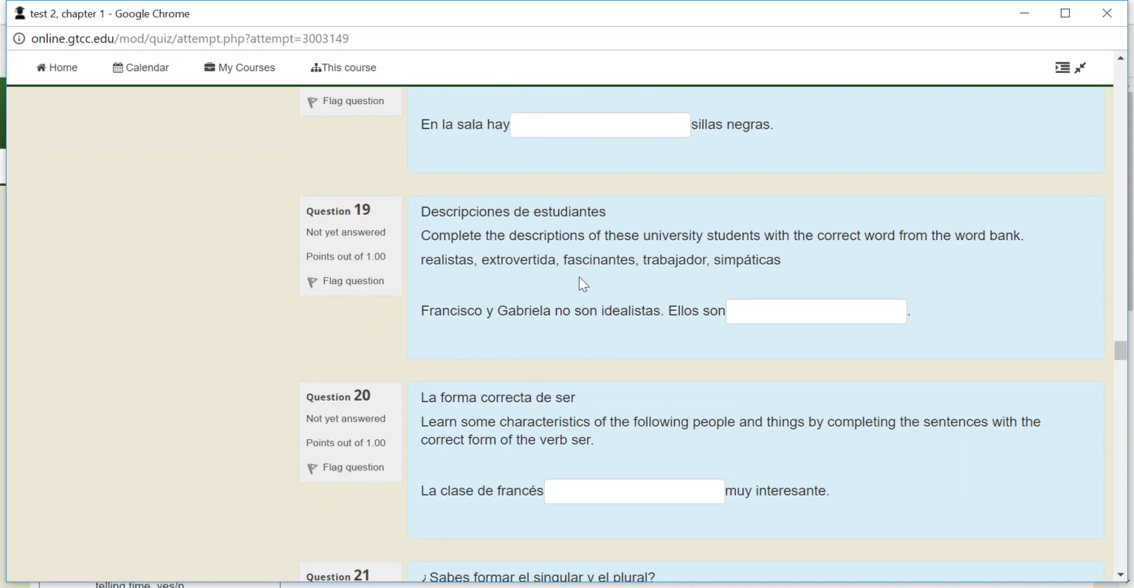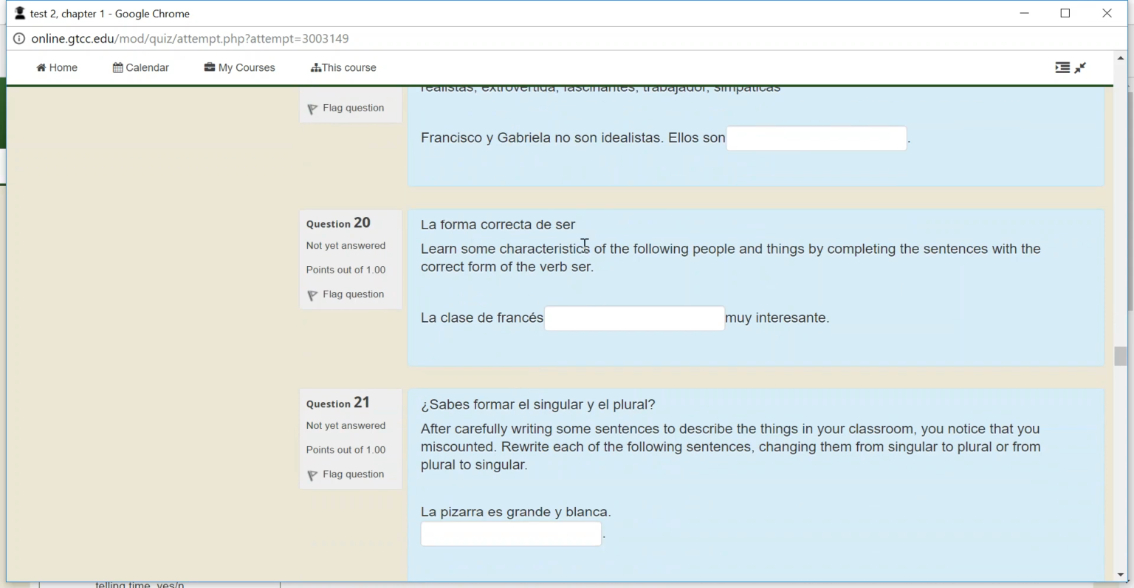Realistas, extrovertidas, fascinantes, trabajador, simpáticas. So it says Francisco y Gabriela no son idealistas, ellos son. Which of these words would make the most sense? La forma correcta de ser, that's where you're conjugating ser again.